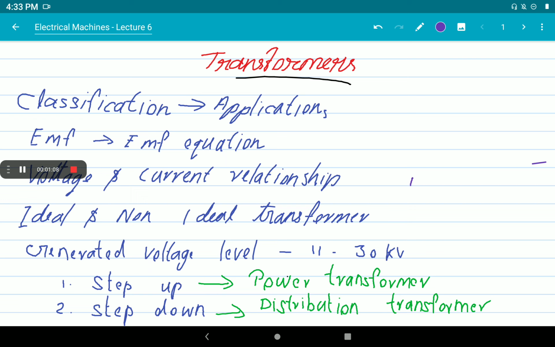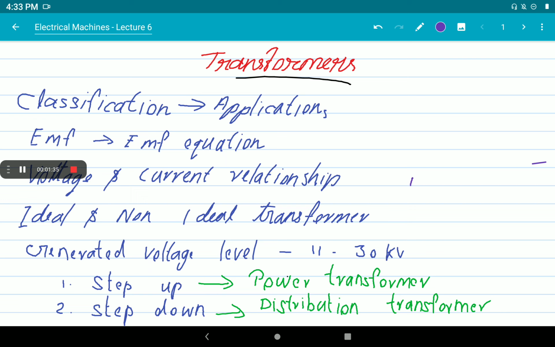If the voltage is increased, then we call it a step-up transformer. It is said to be stepped up. That is, when a voltage is transferred from a low level to a high level, that transformer is known as a step-up transformer. On the other hand, if it is decreased, then it is said to be a step-down transformer. That means when voltage is transformed from a high level to a low level, we call it a step-down transformer.